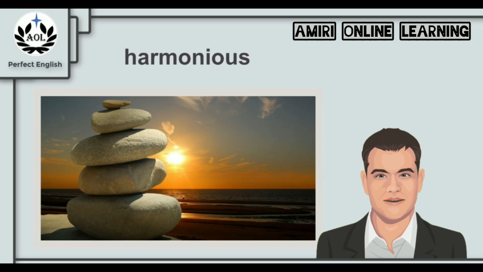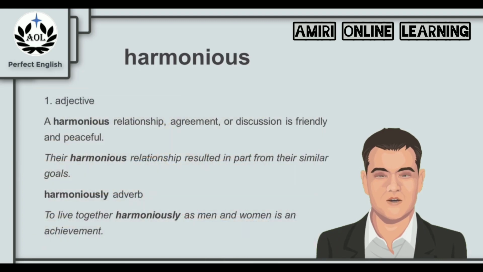Now when you look at this picture, you can see the great sunset, the sea, and even those stones in the foreground. They all create this sense of everything going well with each other in this picture. Could that have anything to do with the word harmonious? What is the meaning of harmonious? Let's find out. Harmonious is an adjective.